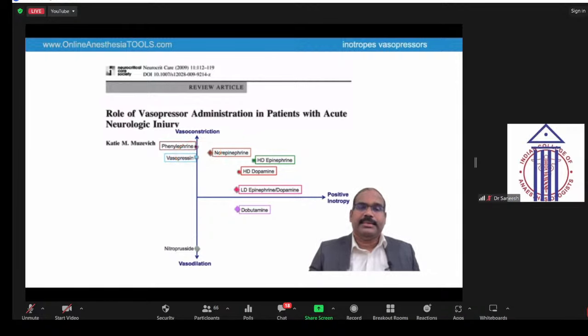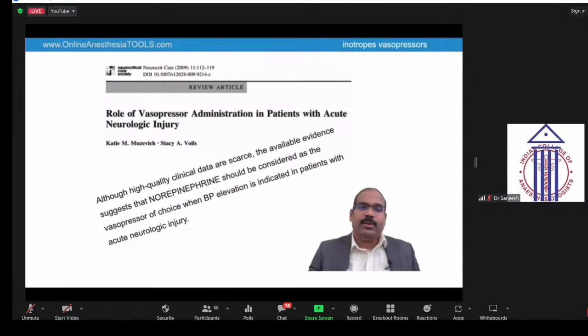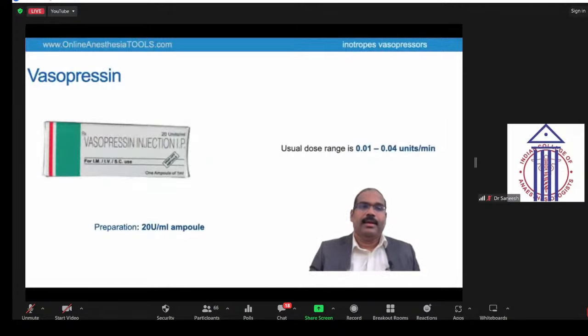So the literature says, although high quality clinical data are scarce, the available evidence suggests that norepinephrine should be considered as the vasopressor of choice when blood pressure elevation is indicated in patients with acute neurological injury, especially traumatic brain injury. Now we come to vasopressin.